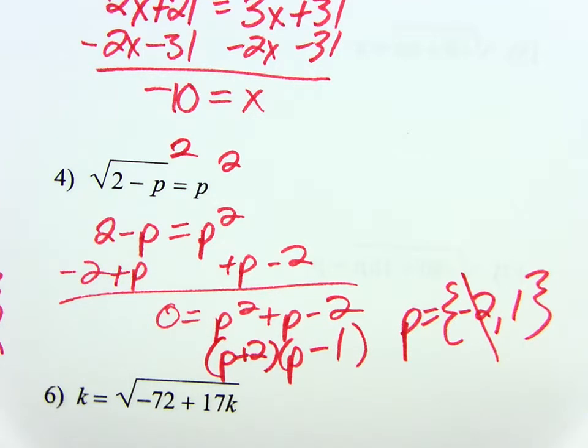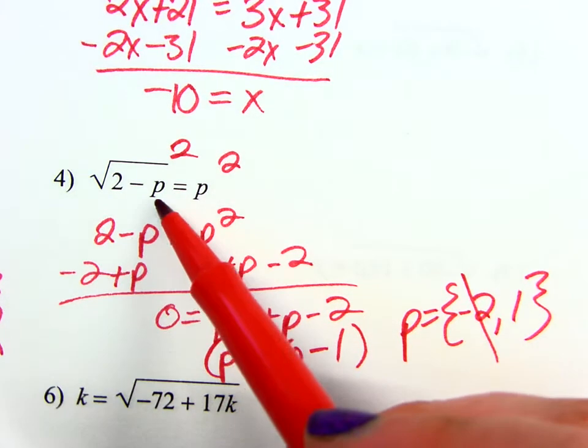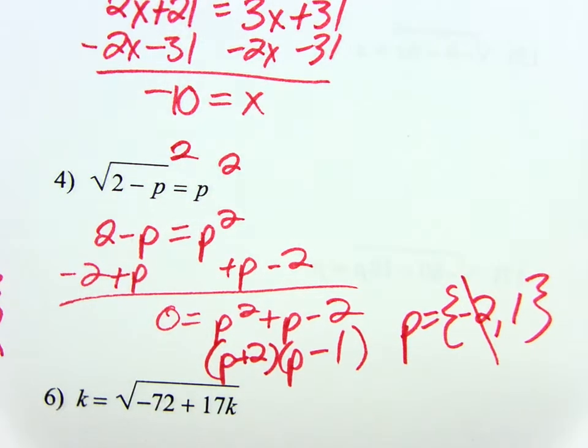Let's see if 1 works. Maybe it does, maybe it doesn't. 2 minus 1 is 1. Square root of 1 is 1. Okay, good. So 1 does work. I don't want you to get it in your head, though, that you always throw away the negative answer, because that's not true. Sometimes the negative answer works just fine. Hopefully we'll come across one. I don't know.